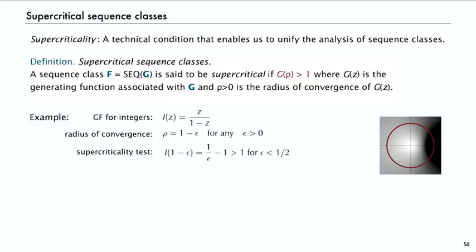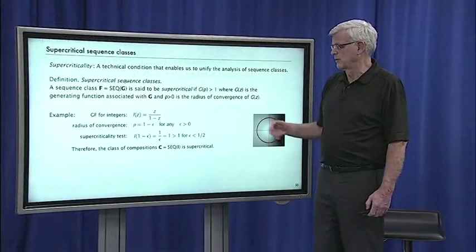And then we can do this test for all the other combinatorial classes that we looked at. So anyway, since I of z has this property, the class of compositions is supercritical. It's the G that we're testing that has to have this property, that if you evaluate it at its radius of convergence, you get bigger than 1. So since integers has that property, compositions is supercritical.